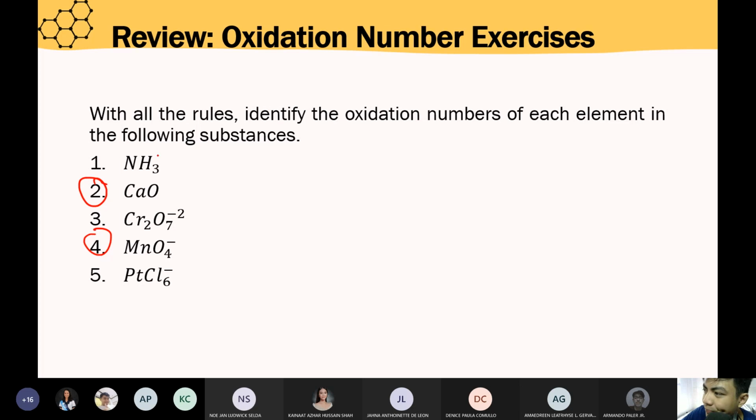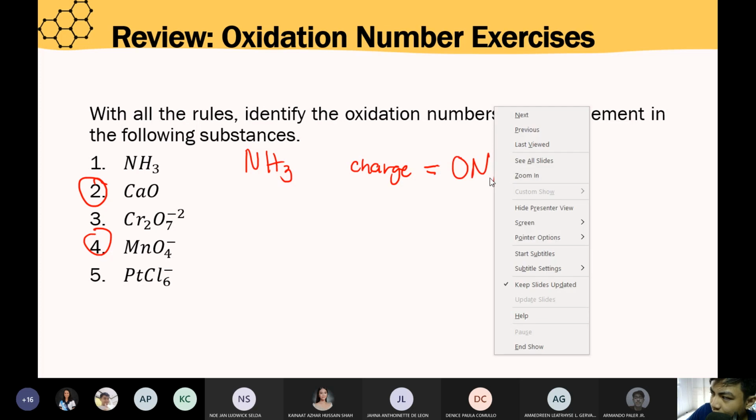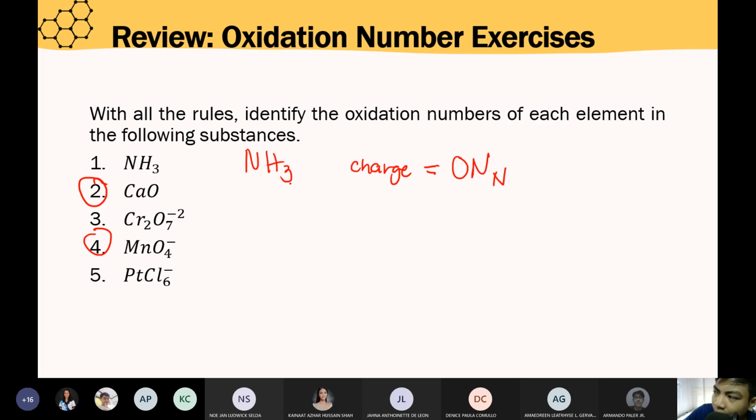Okay? So, I will try ammonia. Okay, so ammonia NH3. So, wala siyang charge. Okay, so ibig sabihin, 0 yan. So, again, just as said in rule number 5, the charge is equal to the oxidation number of nitrogen times ilan siya? Isa lang. Plus the oxidation number of hydrogen times kung ilan siya, which is 3.